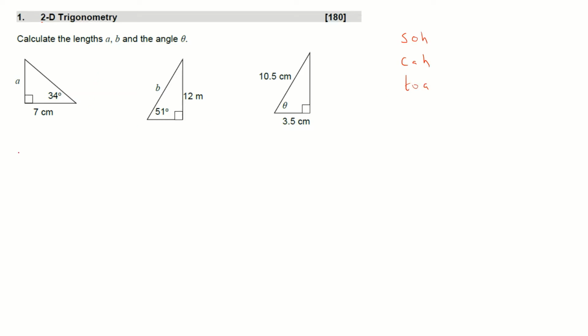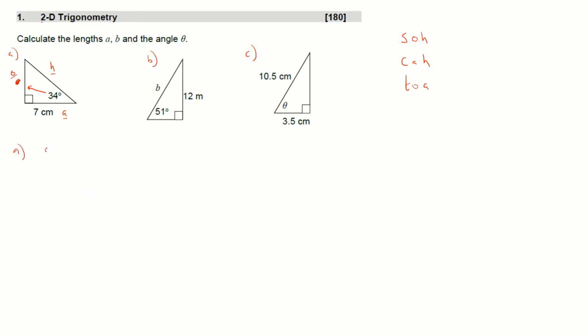So question A then, and this one B, and this one C. If I'm doing question A, remember the first thing with trigonometry is to label the sides. Remember the long diagonal side is called the hypotenuse, H. This side opposite the angle is called the opposite. And this side here, the side that's next to the angle, is called the adjacent, lowercase a.